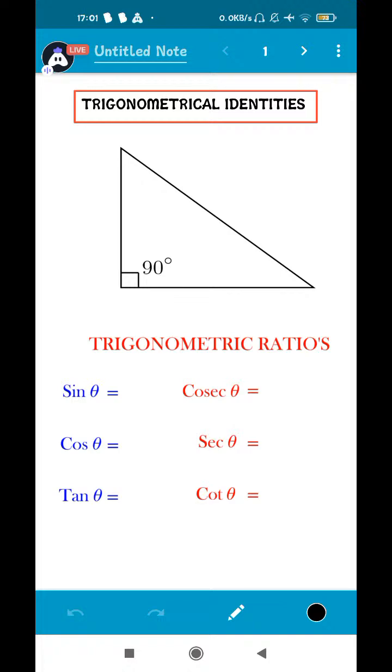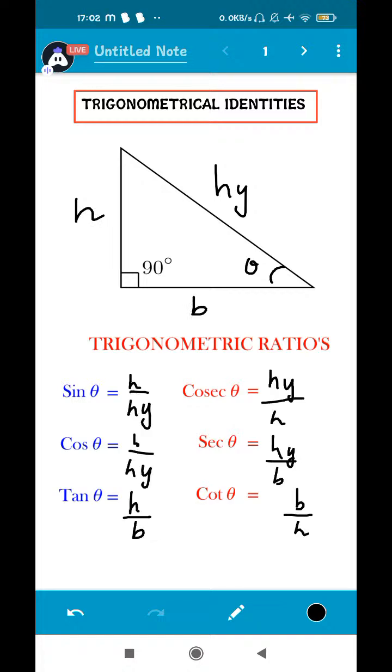So we will just do a quick recapitulation of whatever we have learned in class 9 and then we will move on to questions. Over here, as you can see, I have taken a right angle triangle, and let me consider this particular angle to be theta. The side which is opposite to theta will be your height, and the side which is next to theta will be your base. Trigonometric ratios don't have any unit because they are ratios, so they are unitless.